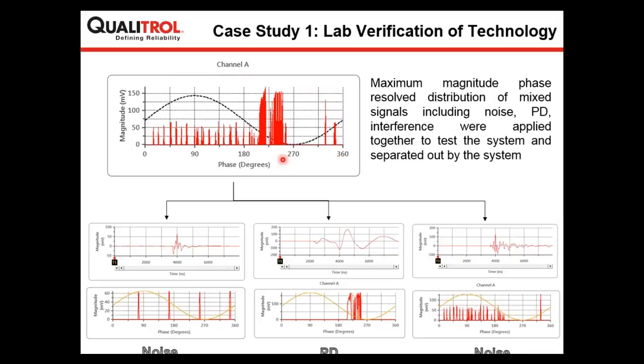In this lab verification, we introduced a real partial discharge on the power cable. We had some random noise and some repetitive noise. All of these signals were happening at the same time, and then the analysis was performed on the recording. When the analysis was performed, the activities were the repetitive noise, the real partial discharge happening on the power cable, and the third one was the random noise which we were introducing at the same time.